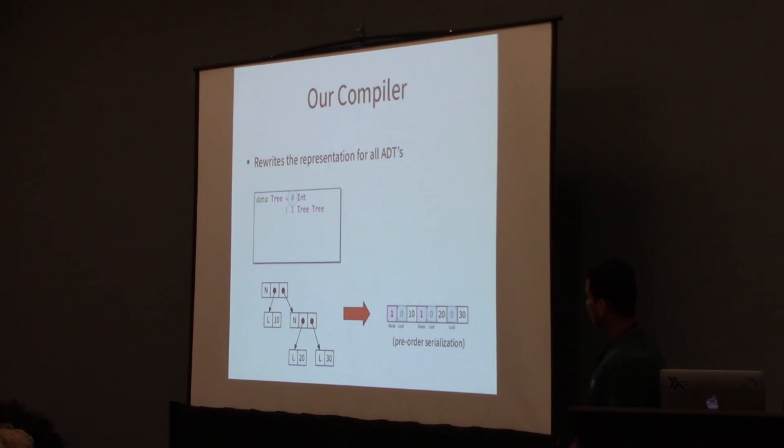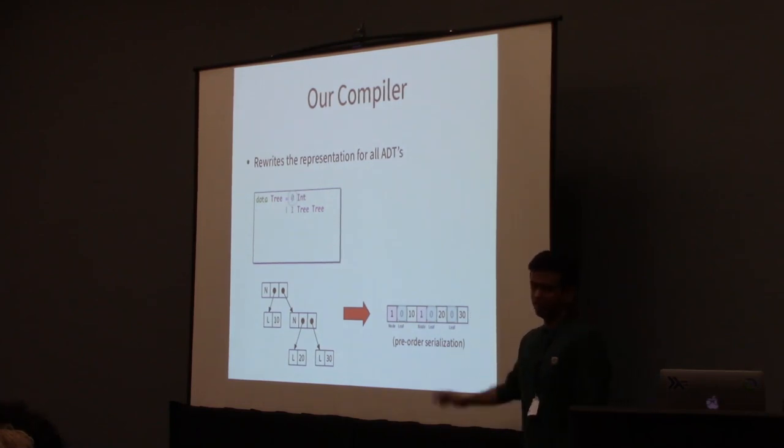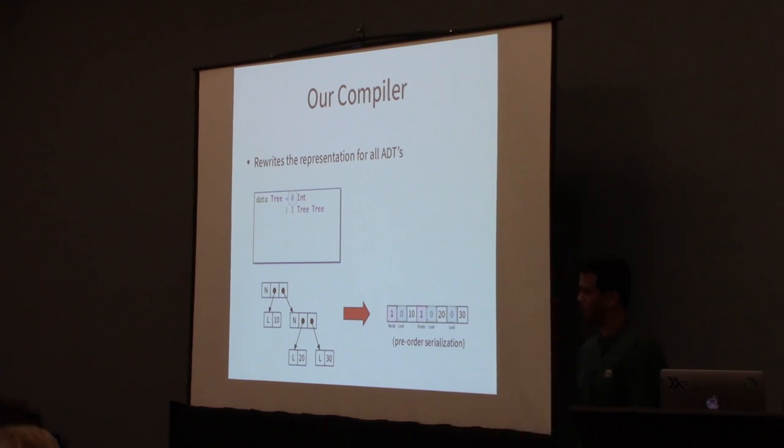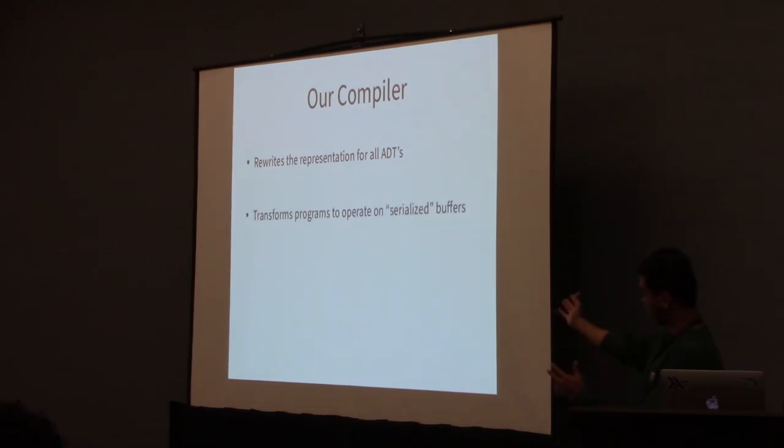So we do not mean to claim that this representation is a new idea. I've been told that in array programming languages, people have been using this for a long time. What is new, however, is that our compiler transforms your programs automatically to operate on these buffers. So a programmer can keep writing simple high-level functions and still get the benefits of this representation.